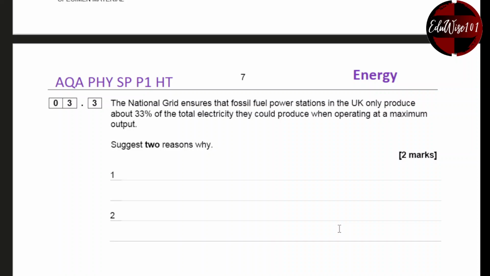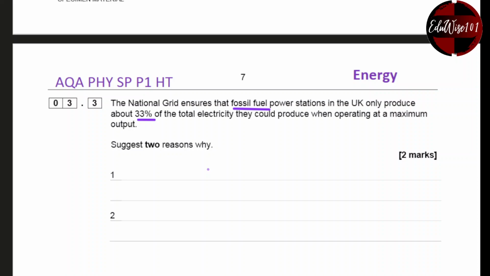The national grid ensures that fossil fuel power stations in the UK only produce about 33% of the total electricity they could produce when operating at a maximum output. Now, why would they want to make sure that the electricity produced from fossil fuels is only 33% of the maximum power? Well, for a couple of reasons. One, for environmental reasons. They are trying to reduce the amount of carbon dioxide that is being let out, right?